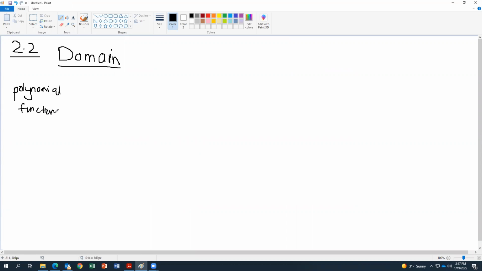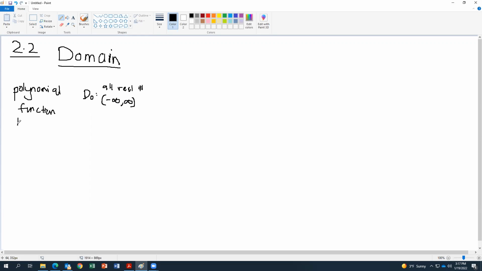your domain in this case is all real numbers. Now, how do you write all real numbers in interval notation? Because in the online homework, they don't accept "all real numbers." For all real numbers, the interval notation is from negative infinity to positive infinity in parentheses. This is called the domain of the polynomial functions, all real numbers.